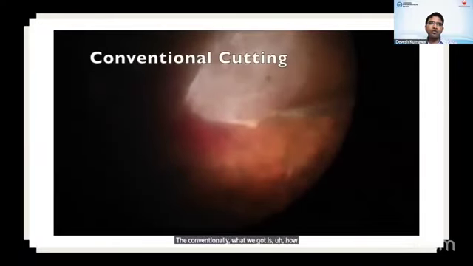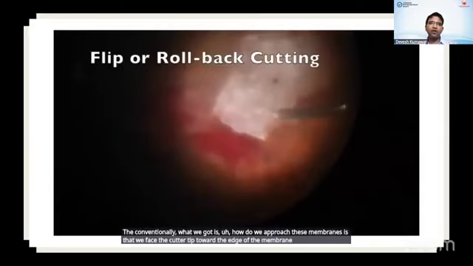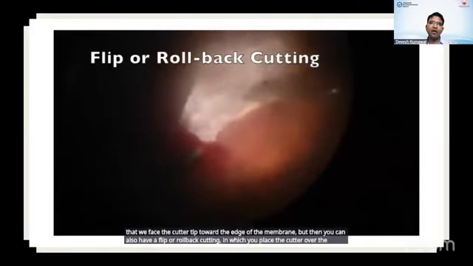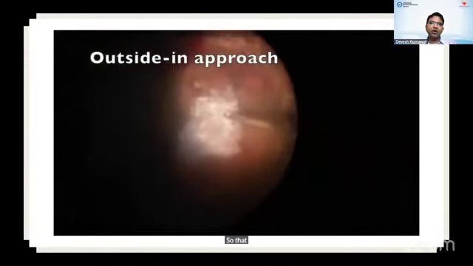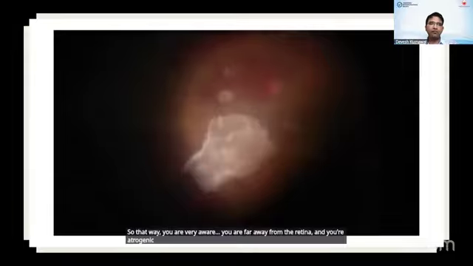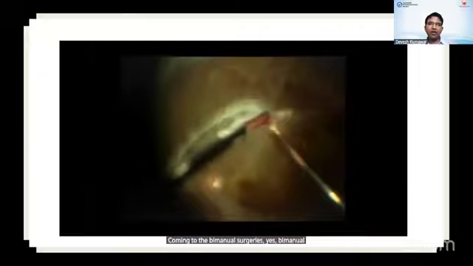Conventionally, how we approach these membranes is that we face the cutter tip toward the edge of the membrane, but you can also have a flip or rollback cutting, in which you place the cutter over the membrane, and then the membrane curls into the cutter. That way you are far away from the retina, and your iatrogenic breaks happen very less often.